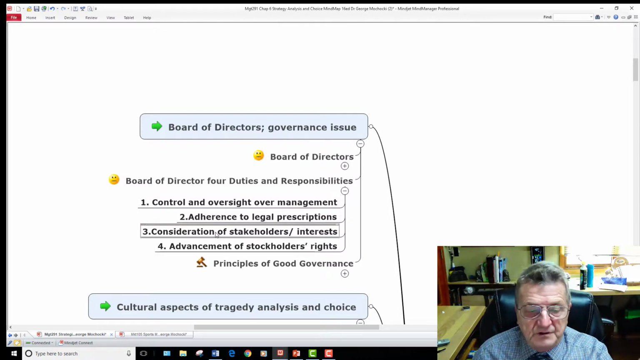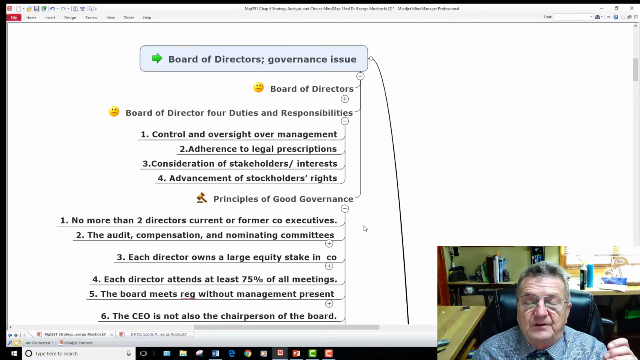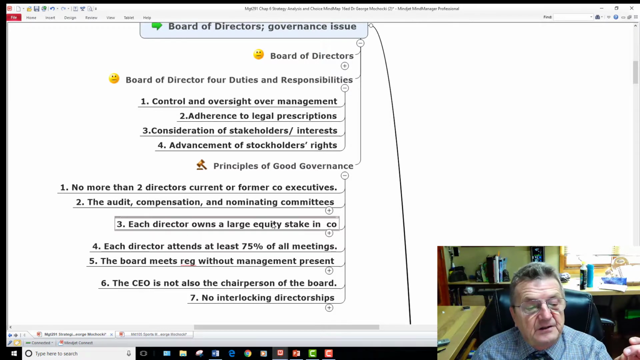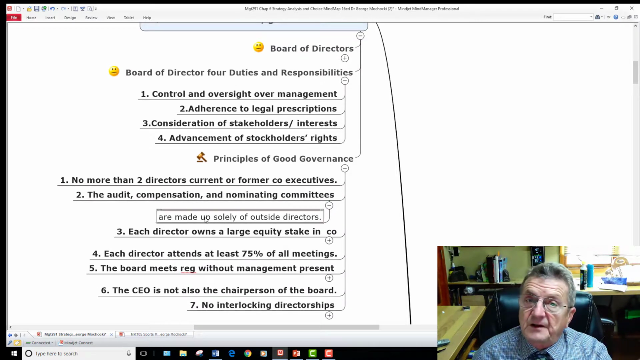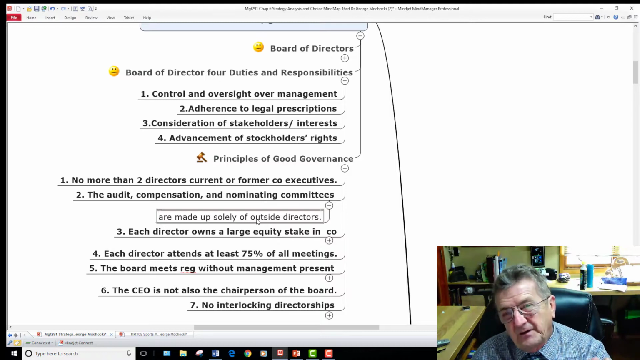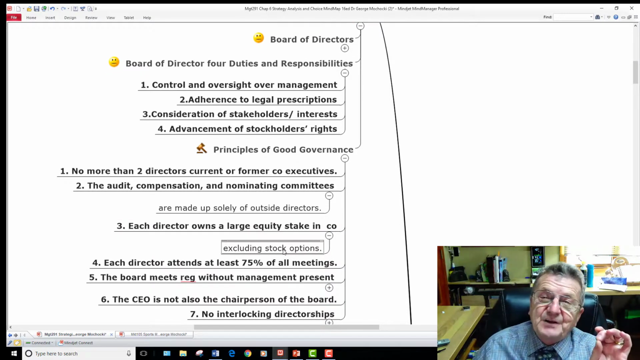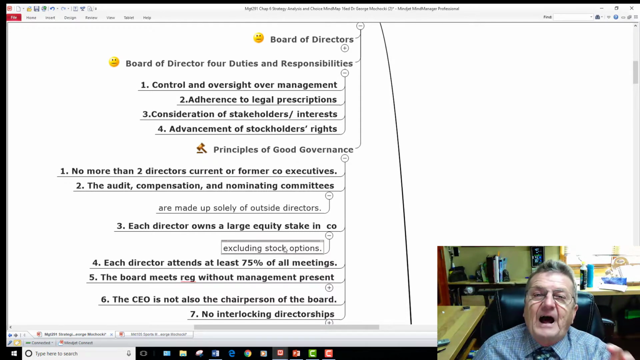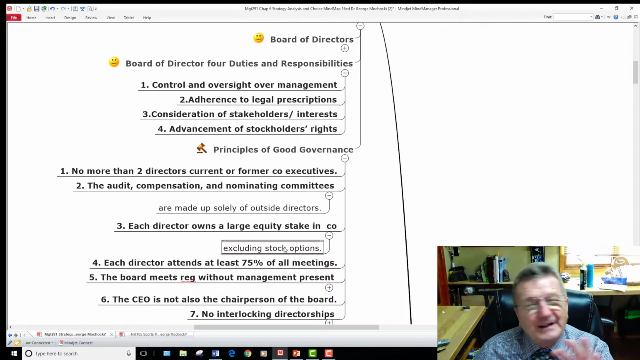All right. Consideration of stockholders, their interests, advancement of stockholders' rights, and principles of good governance. On the board of directors, no more than two directors are current or former executives. The audit, compensation, and nominating committees are made up solely of outside directors. You don't want somebody in there who will favor and put in their pet projects. Each director owns a large equity stake in the company, excluding stock options. A stock option means I get the option, but I don't have to take it. I could take cash or do something else with it.